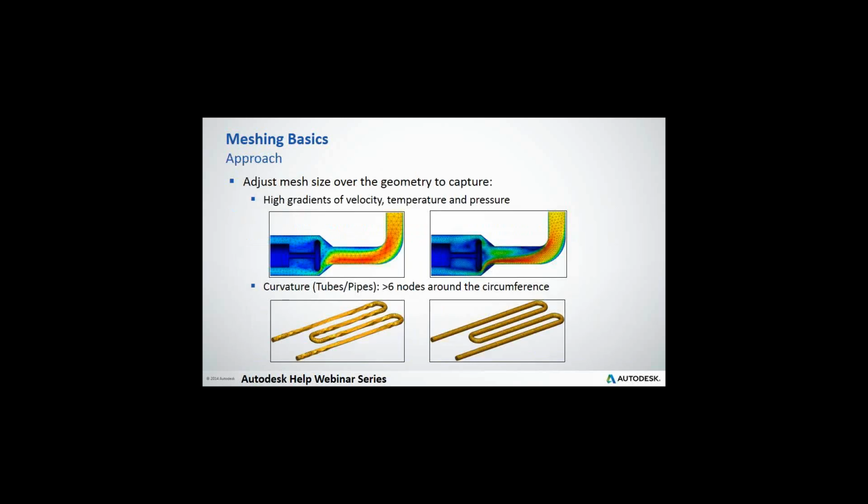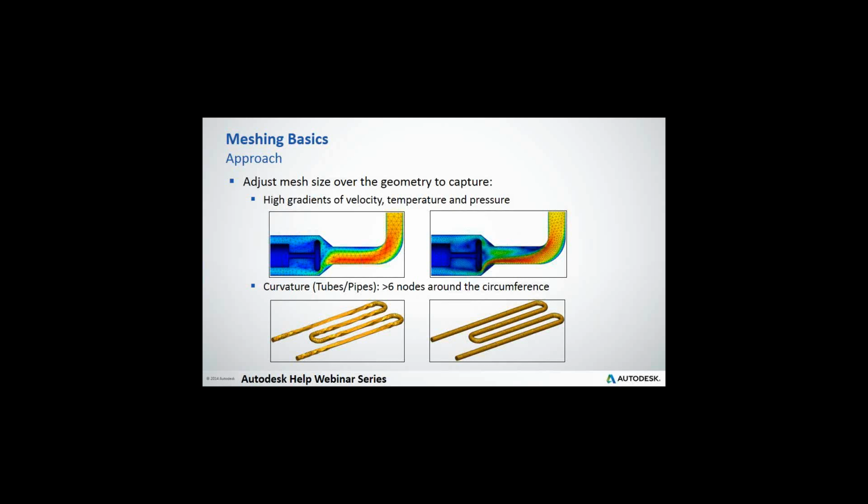How can we do it? We have some rules of thumb that we need to follow to get a well-refined mesh, to be able to say, now I have a good mesh that is able to capture curvature, geometry features like gaps, thin solid materials, and also regions of high gradients of velocity, temperature, and pressure.